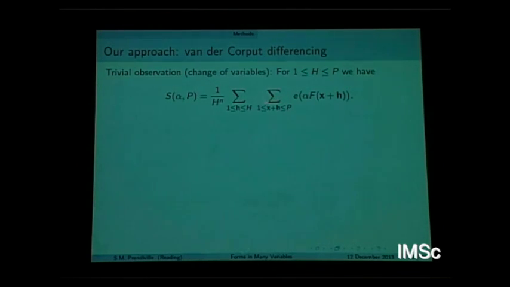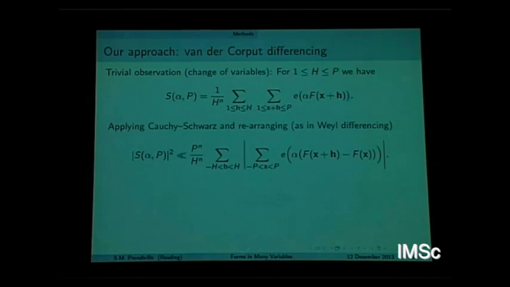So you can shift your original exponential sum. You can perform a change of variables. So here, we're averaging our original exponential sum shifted. But this is just our original exponential sum H^n times, so there's no content there. But once you square and apply Cauchy-Schwarz and rearrange just as you would in Weyl's inequality, you get a similar consequence. You relate your degree d exponential sum to an average of exponential sums of degree 1 less.